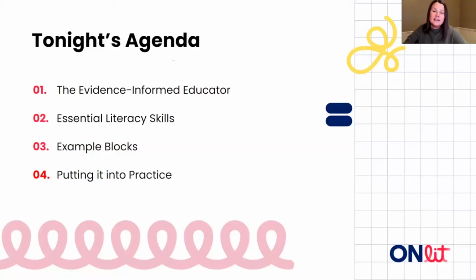So to begin, let's go over our agenda for the evening. First, we will start with learning about what it means to be an evidence-informed educator. We will discuss concepts such as the instructional hierarchy, cognitive load theory, and how it should inform our planning in all subject areas. Then we will dig into essential literacy skills. With so much on an educator's plate, we need to be able to determine what is the most critical content for literacy success, so we can ensure all of our students get equitable access to that content.